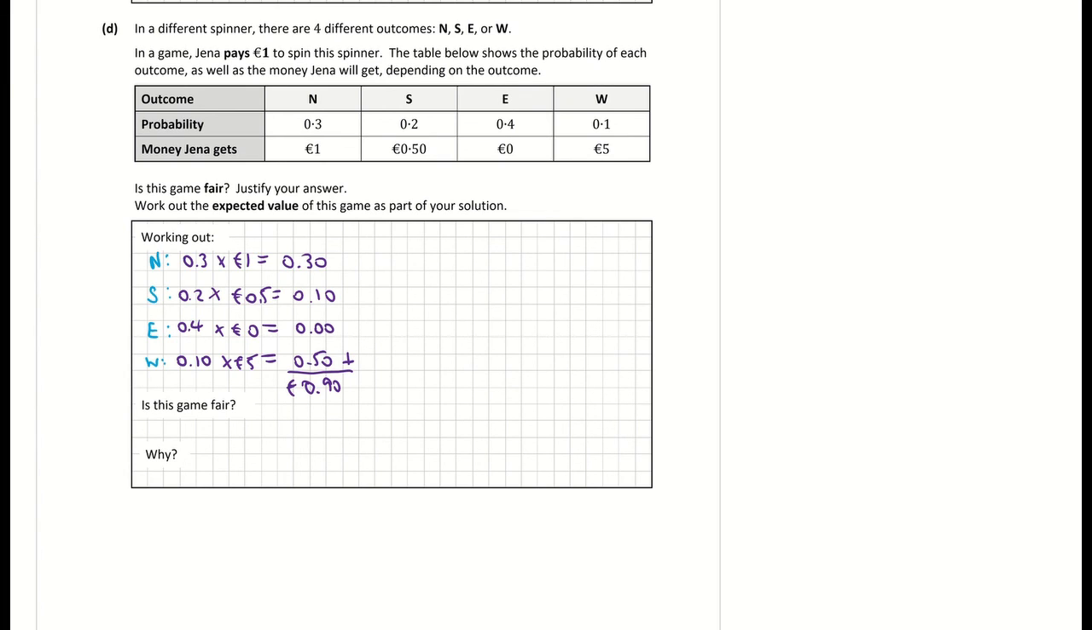So the question then says, is this game fair? I'm going to say no, it's not fair. And my reason behind this is because on average, I'm winning 90 cents every time I play the game. But it costs €1 to play the game. So therefore, on average, I'm actually going to be losing 10 cents every time I play this game. So the expected value, the return I'm getting, is less than how much it is to play.